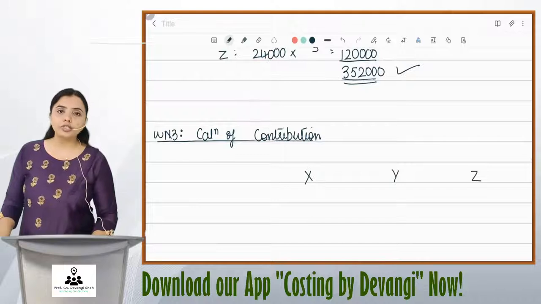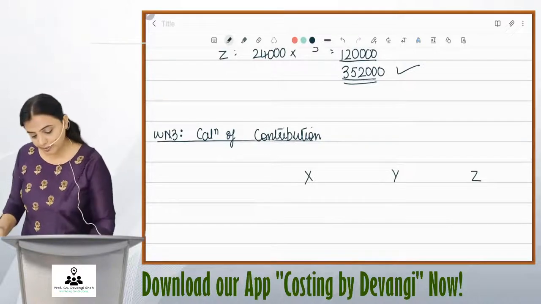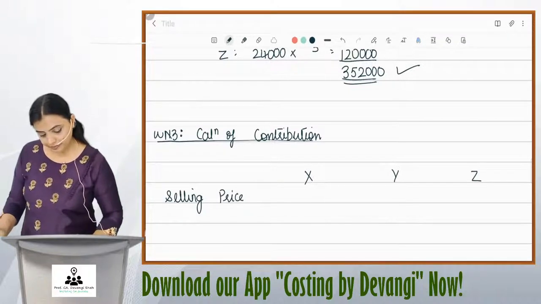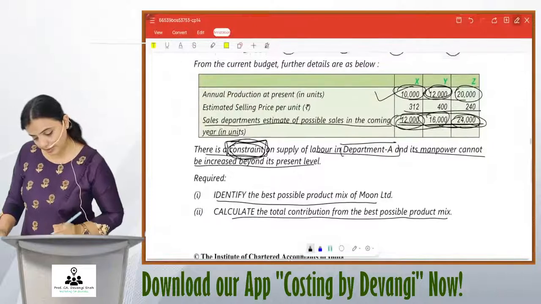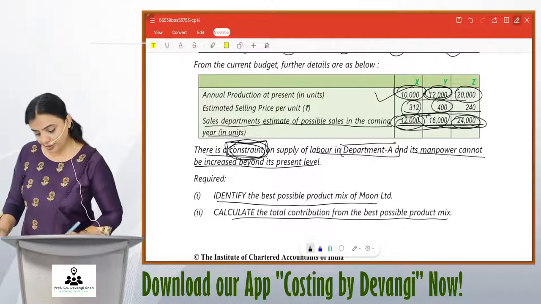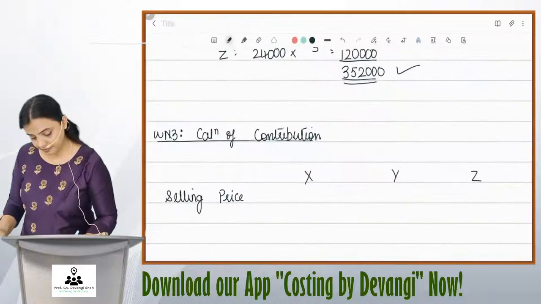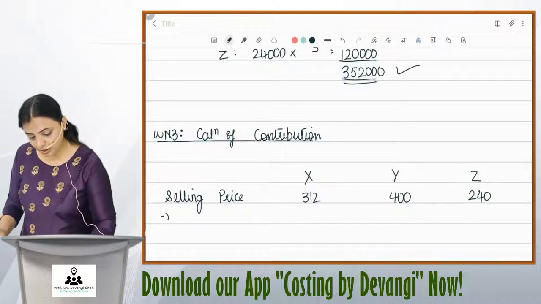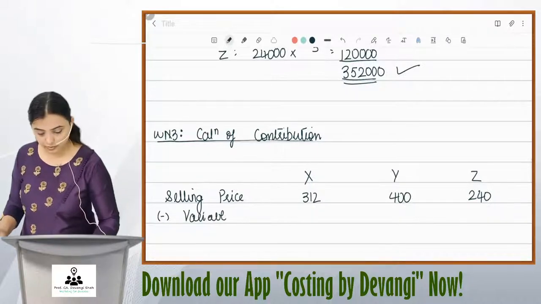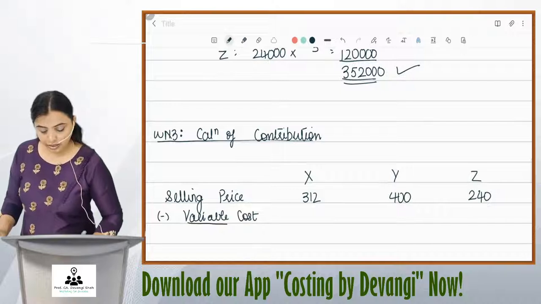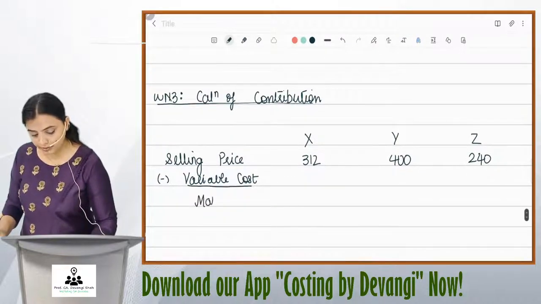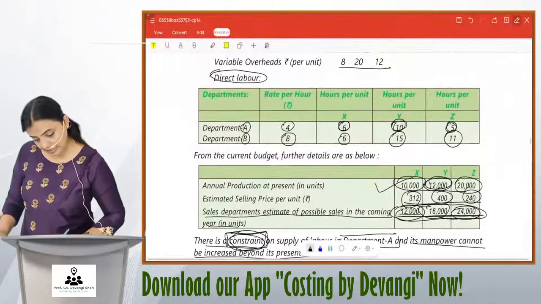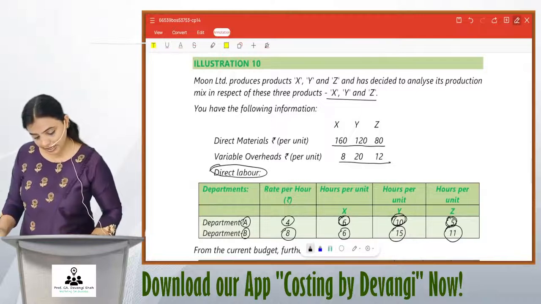Friends, how do you calculate contribution? It is nothing but selling price minus variable cost. So friends, what is the selling price? It is 312, 400 and 240. Minus all the variable cost. The first variable cost is material. It is 160, 120 and 80.